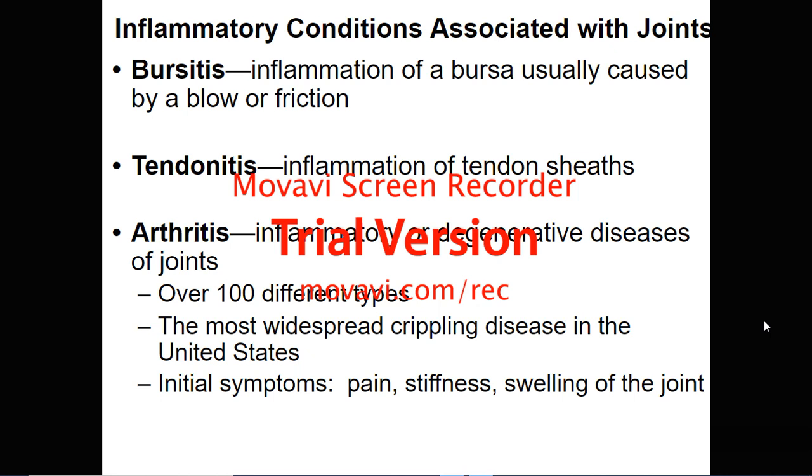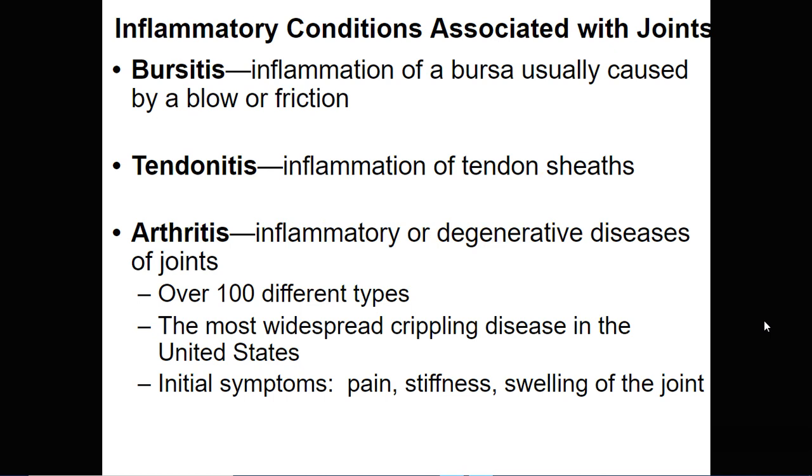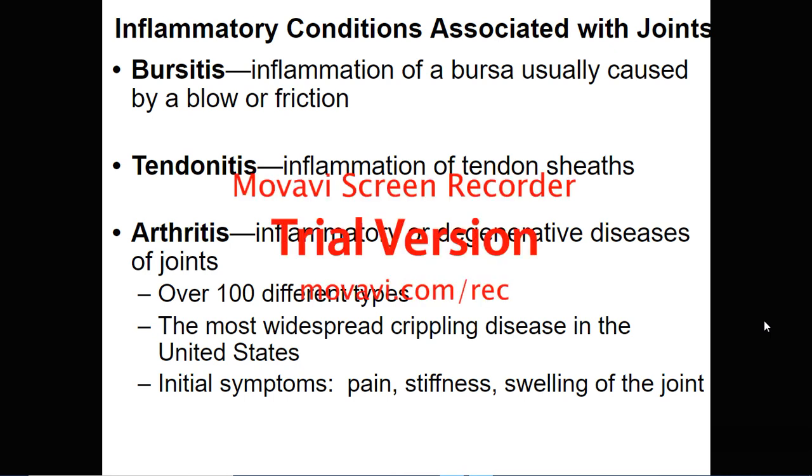Tendinitis is inflammation of the tendon sheaths, and that's typically caused by overuse. So again, symptoms could be pain and swelling, and treatment a lot of the time is rest and ice, and also anti-inflammatory drugs if necessary. All right, with arthritis, it's an inflammatory degenerative disease of the joints.